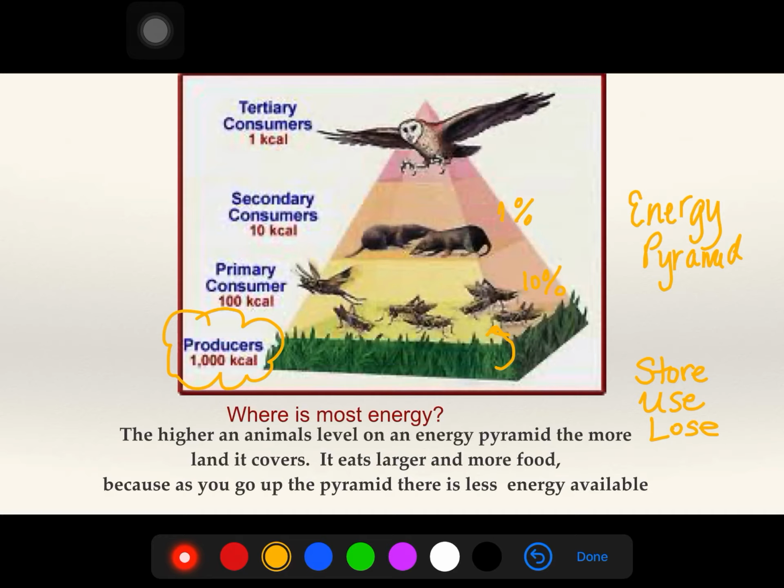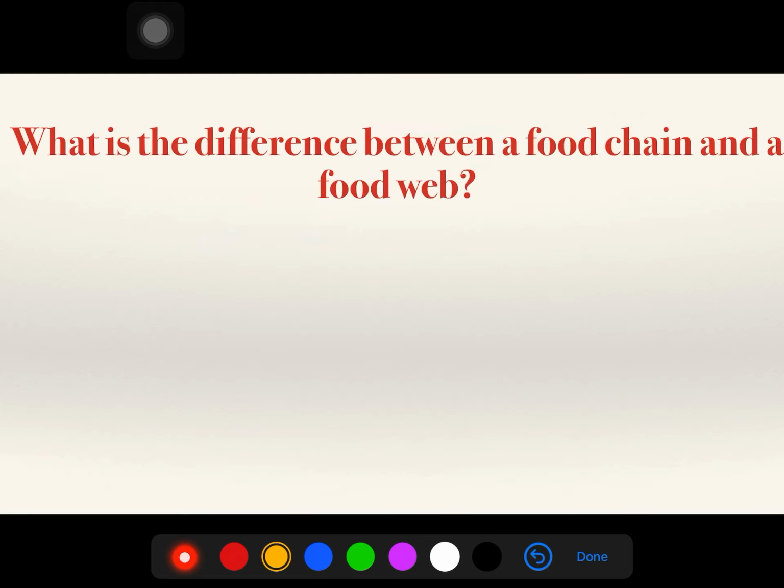So the higher an animal's level on the energy pyramid, the more land it's going to cover. This animal has to cover much more of an area in order to get the food, because as you go up, there's less energy available. So staying in one small area is not going to be very sufficient for that animal to live. It's going to wander more, it's going to eat larger items, and it's going to eat more just to get the same amount of energy.